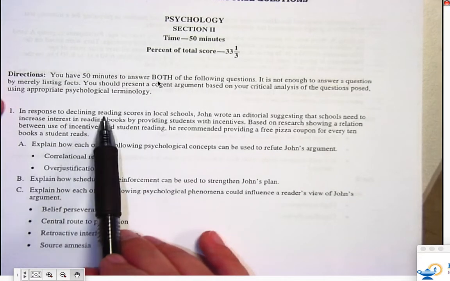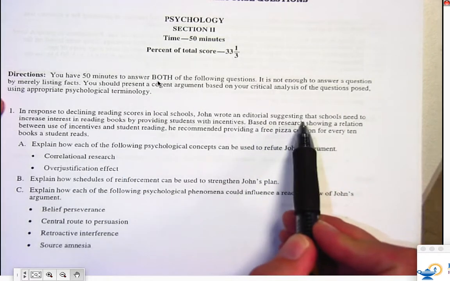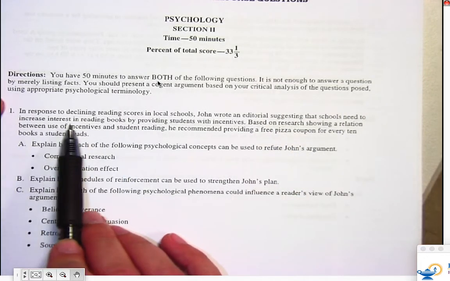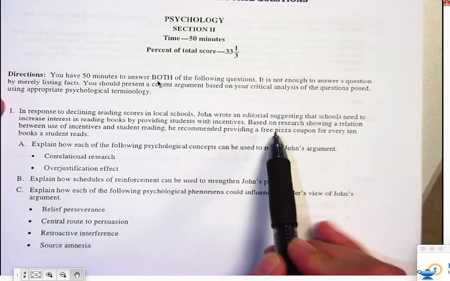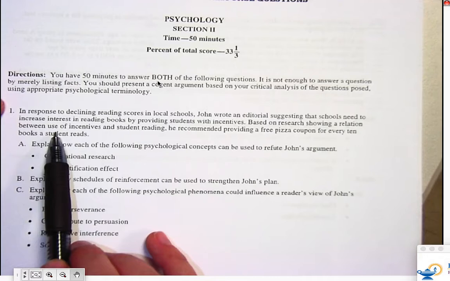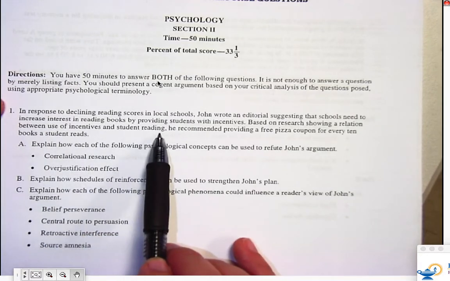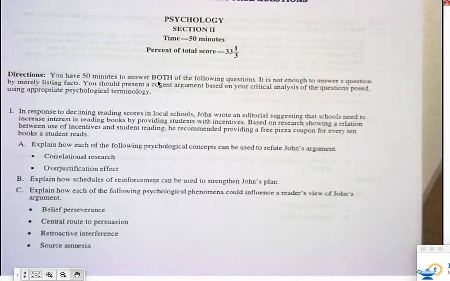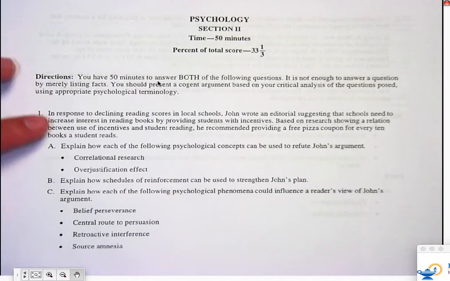In response to declining reading scores in local schools, John wrote an editorial suggesting that schools need to increase interest in reading books by providing students with incentives. Based on research showing a relation between use of incentive and student reading, he recommended providing a free pizza coupon for every 10 books a student reads. What is the situation that we're dealing with here? You can raise your hand and tell me. The faster you move, the faster I get more done. Macy? Increasing interest in reading books through pizza coupons. There you go. So we're talking about reading, incentives, and reinforcement schedule.